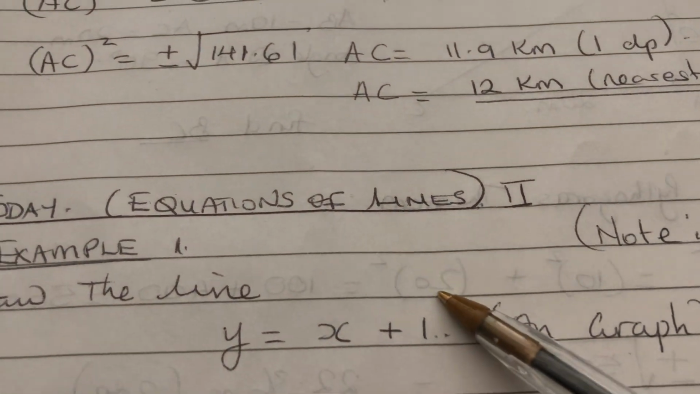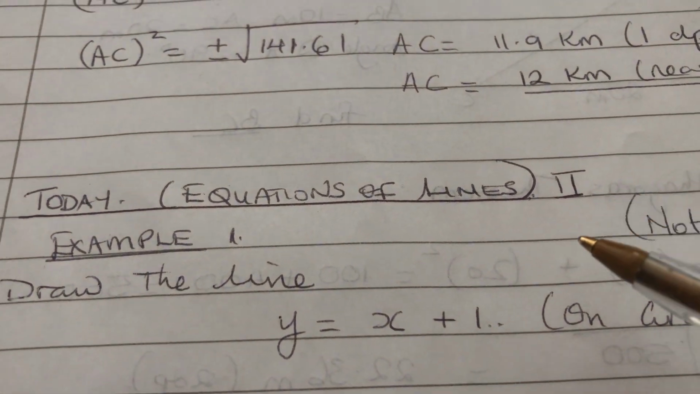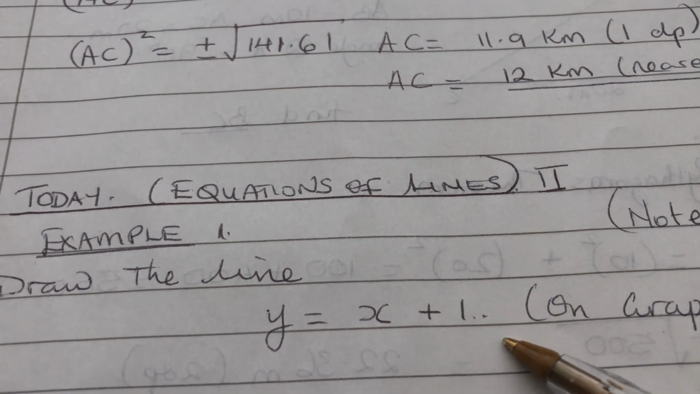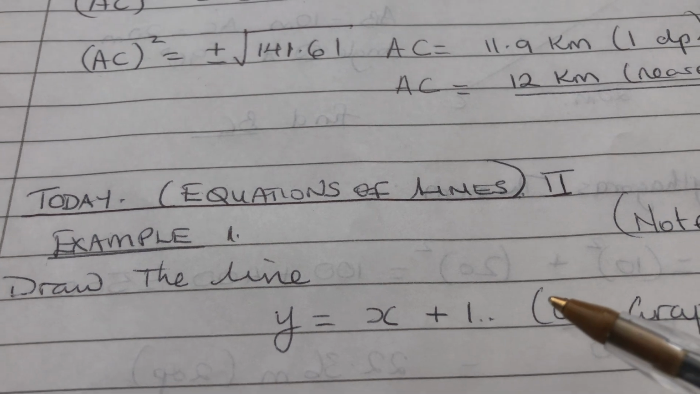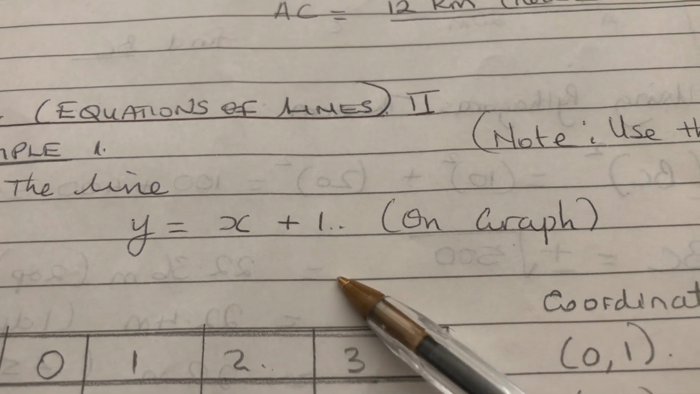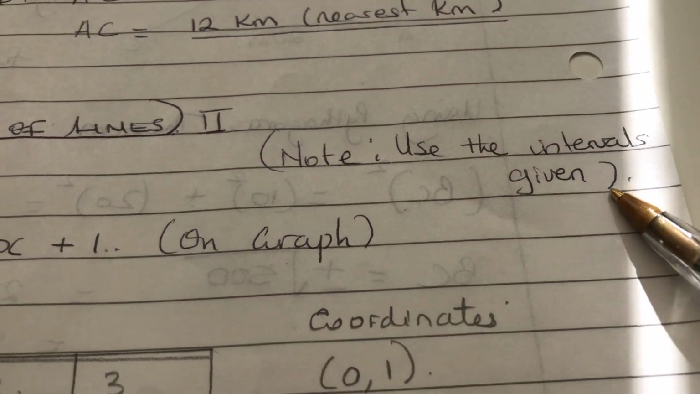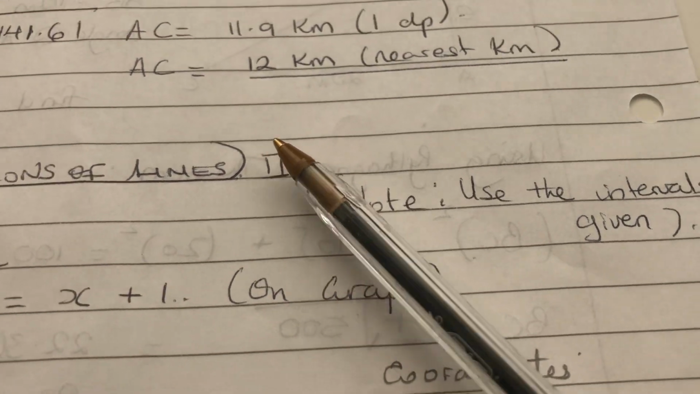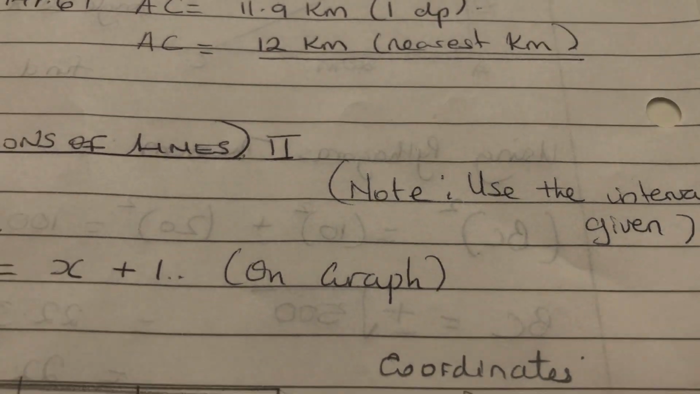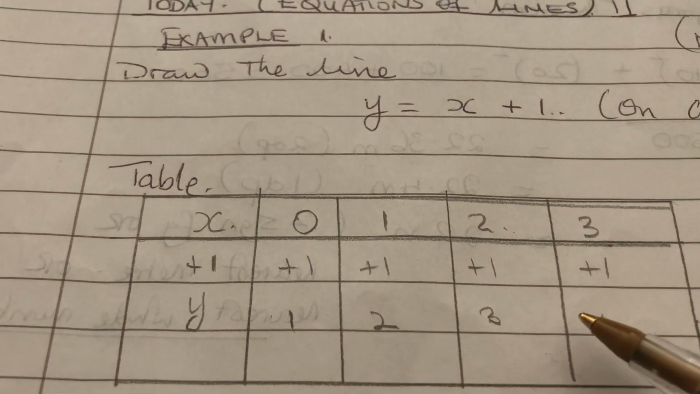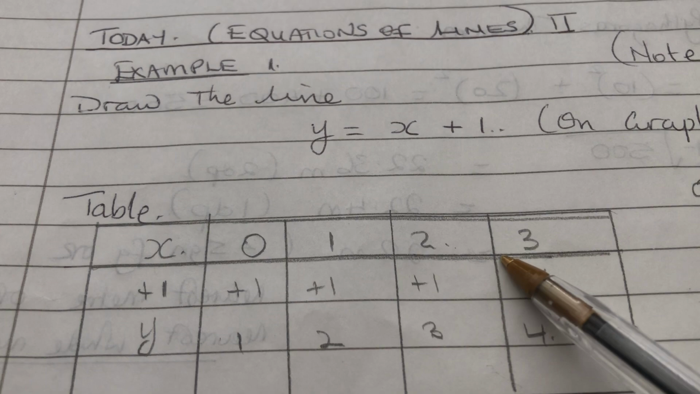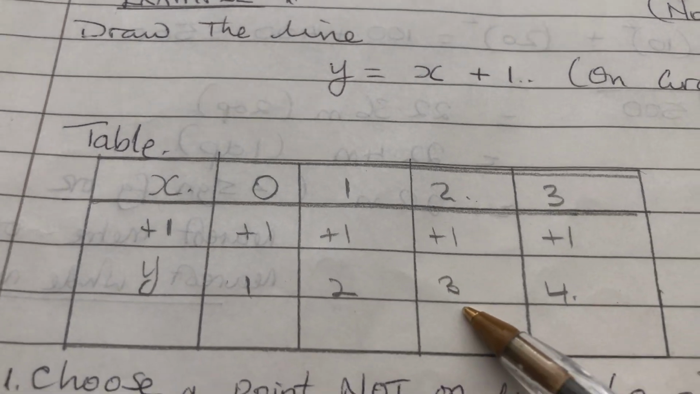Now, today we want to look at the equation of the line, as I said in the starter. Today, I'm just going to use one line and draw four graphs and show you something. So we are going to draw the line y equals x plus 1. Now use the interval you've been given. I wasn't given any interval here, so I had to choose. I went for all positive, so I chose x for 0, 1, 2, 3, as you can see in my table.